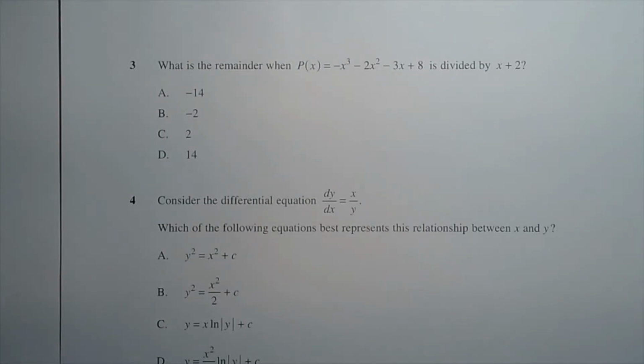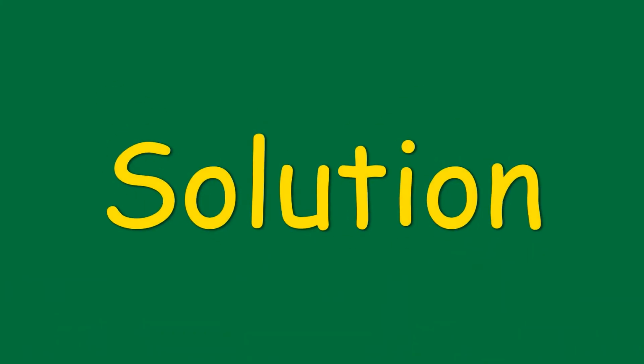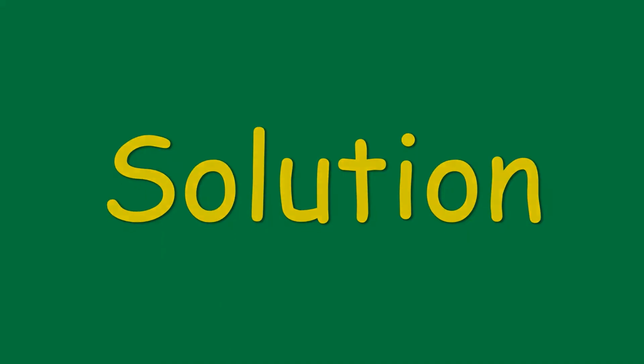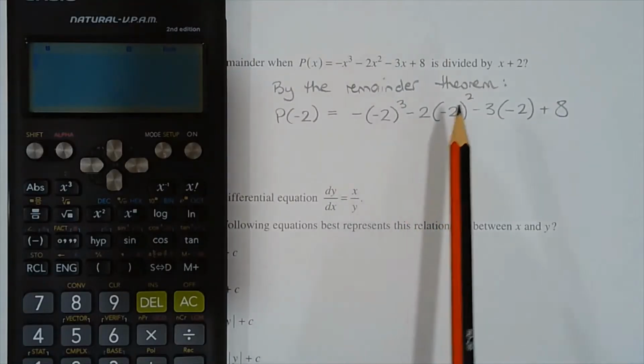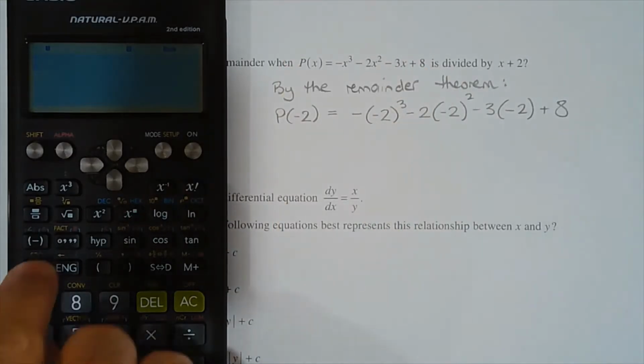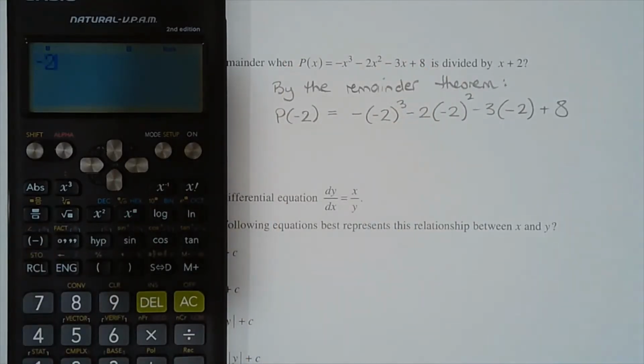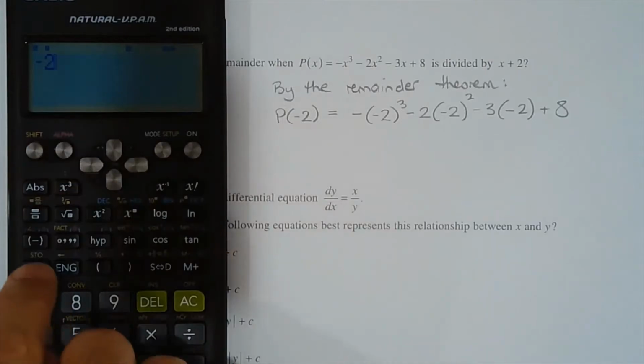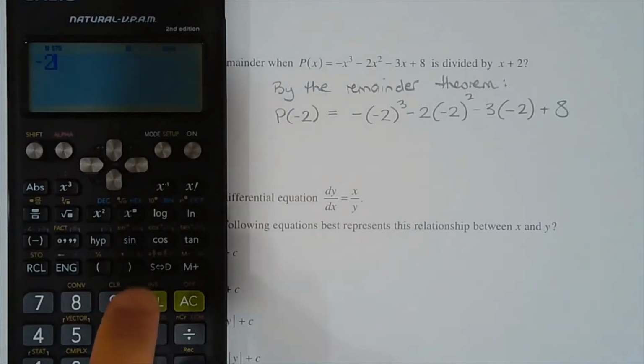Question 3. What is the remainder when p(x) equals -x cubed minus 2x squared minus 3x plus 8 is divided by x plus 2? The remainder may be found by substituting x equals -2 into the polynomial. So we'll start off by typing -2 into the calculator, pressing shift, and then store, and then x.